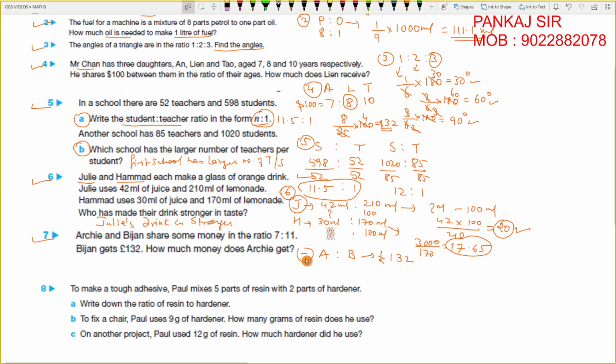So this is question number 7. A and B share 122 pounds, distributed in the ratio 7 to 11. How much money does A get? So A should get 7 divided by 11 plus 7, which is 18, times 132.